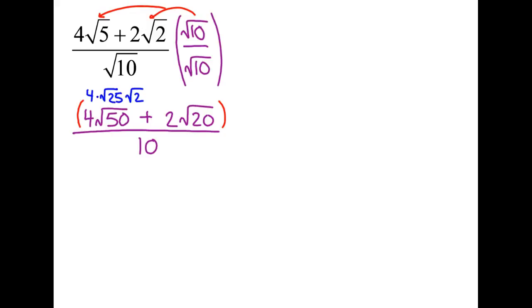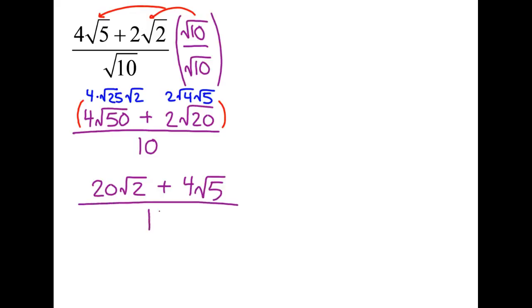Okay, so that's now going to be 20 root 2 plus, let's clean up the other term, that's 2 times the square root of 4 times the square root of 5, which is 2 times 2, which is 4 root 5. So that one ends up being 4 root 5, and that stuff is all over 10.